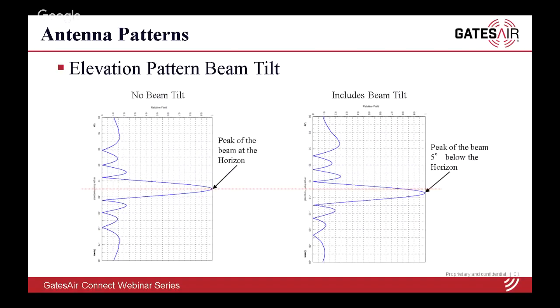So earlier I said some of the easiest ways to understand an elevation pattern is to turn it on its side and look at it based upon here is my center line, or towards the horizon, and look at that elevation pattern and say, okay, if I add beam tilt, this is what I'm doing to drop below the horizon. So you can see the peak of the beam is now 5 degrees below the horizon instead of at the horizon. So, known beam tilt. This is an easy way to look at elevation patterns, especially when you first look at a pattern from an antenna provider. You can turn it sideways, take a quick look, and say, ah, I see what he's doing.